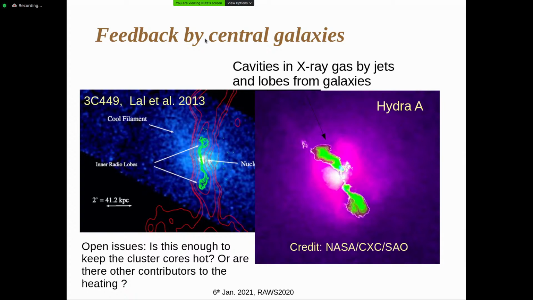Although whether feedback is enough to offset the cooling is still a debate, and people are doing observations and trying to learn how the interaction between the non-thermal galaxy jets and lobes and the intracluster medium offsets the cooling.